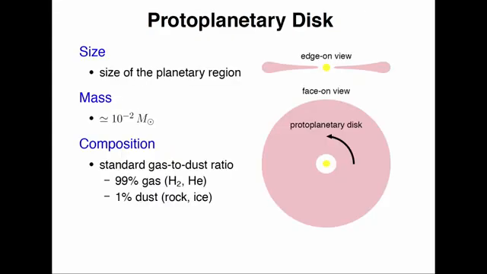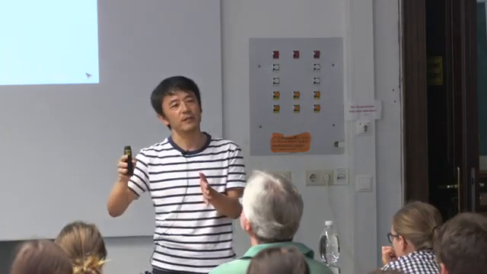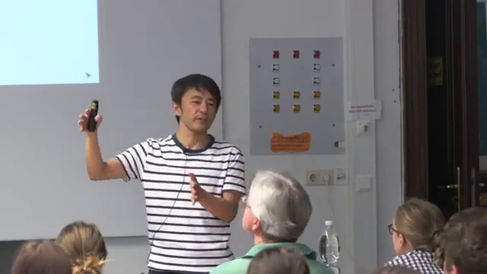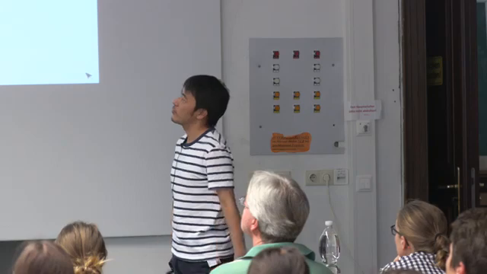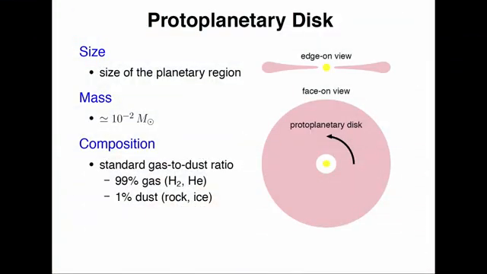So from Inga's talk, we already learned about the latest picture of the protoplanetary disk. But for the standard disk model, we just assume this very simple protoplanetary disk. So the size is about the same size of the planetary region. So in the solar system case, maybe the radius is 30 AU, and the mass is about 1% of the Sun, and the composition is the same as the Sun, which means the dust to gas ratio is only 1%, right?